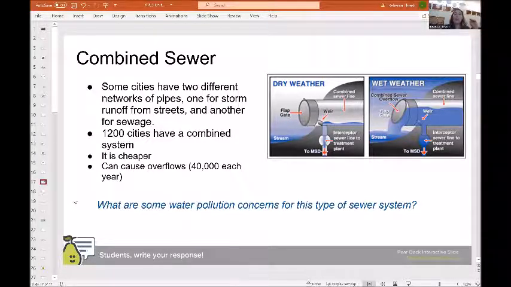But there are a lot of cities in our country that have a combined system. The reason why is because it's cheaper. But the problem is if you've got a large amount of storms or precipitation at any one time, those can overwhelm our combined sewer system and cause overflows. So what happens when you get some type of overflow? So the next question for you guys. What are some water pollution concerns for this type of sewer system?